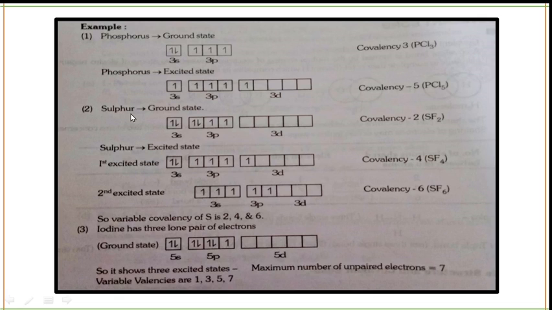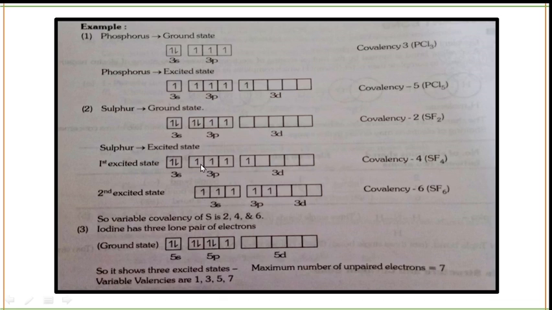In another example, sulfur, in its ground state, as you can see, has 2 unpaired electrons in the 3p orbital. That's why it has a valency of 2 and forms SF2. While in its first excited state, only one electron jumps from the 3p orbital to the 3d orbital.